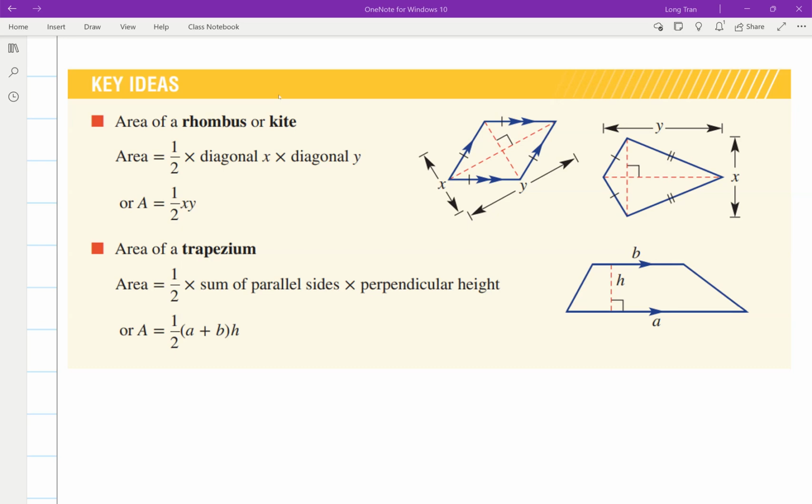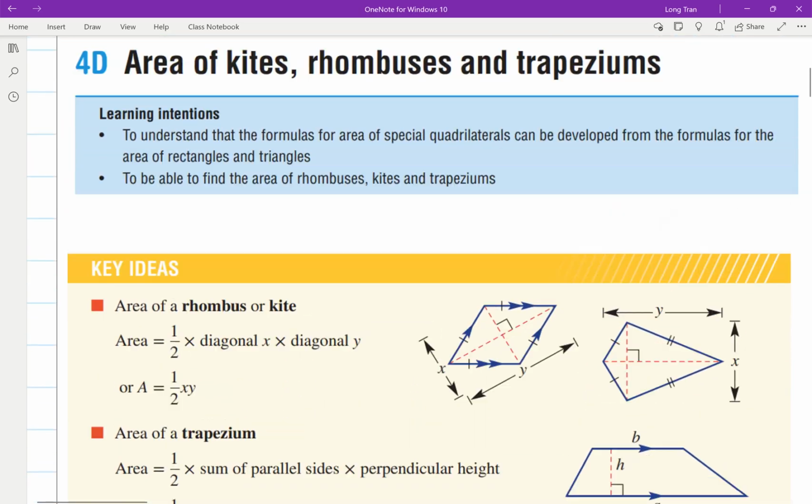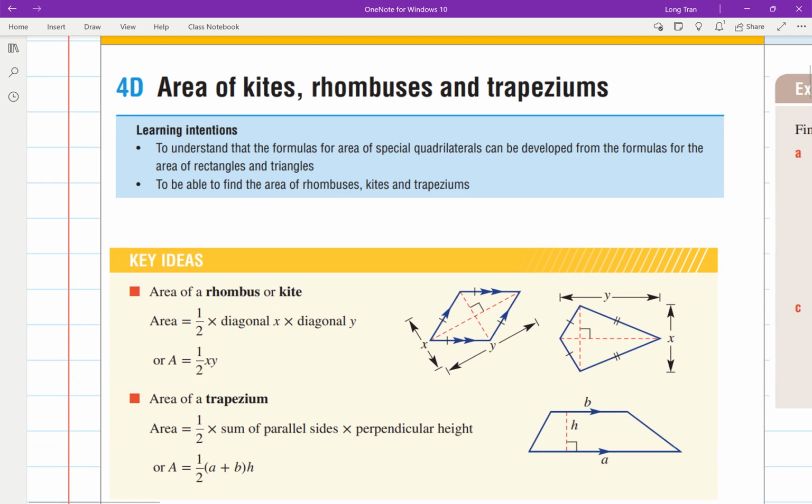All right, exercise 4D. Just for those returning from last week, remember Thursday we didn't have our session, and so we only did exercise 4C. That was to do with area of basic shapes.